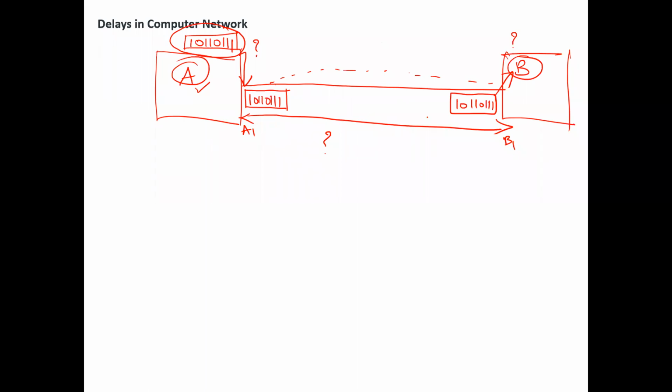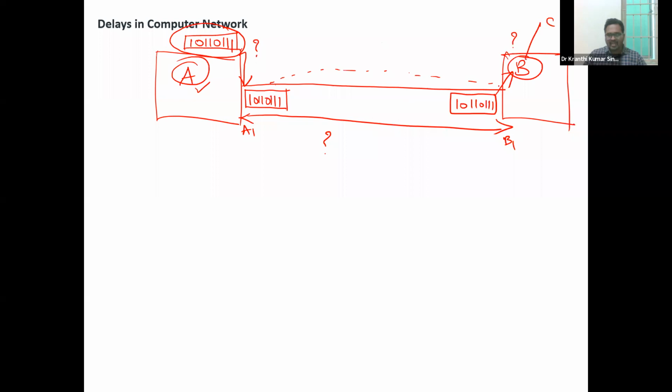Yes, sir. For example, if B is busy with processing some other packets of device C, at that time it is not possible to handle this particular packet. So how much time does it need to wait to be taken up by B? If B is free, then how much time does it take to process this entire packet? What is that processing time?